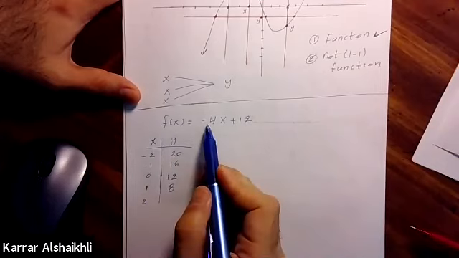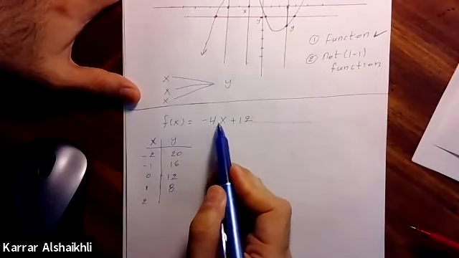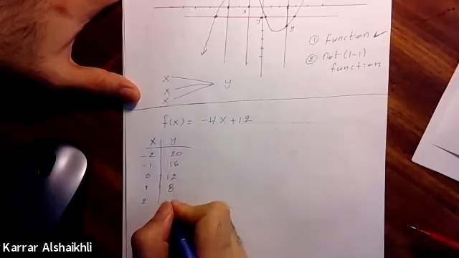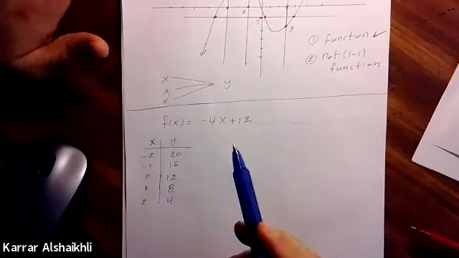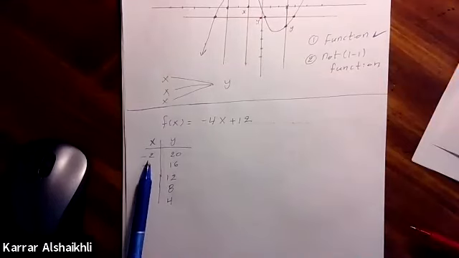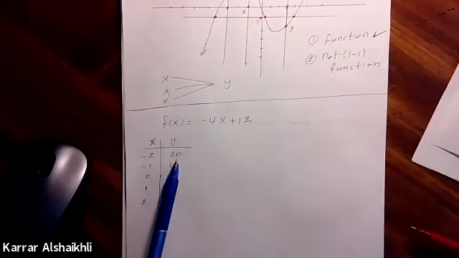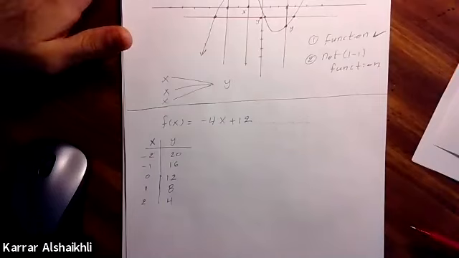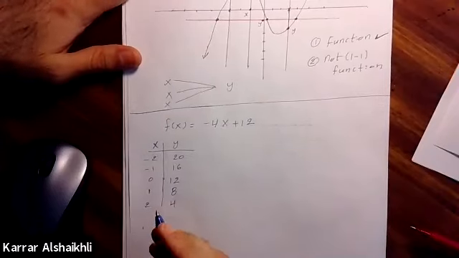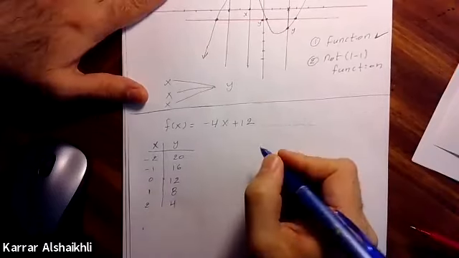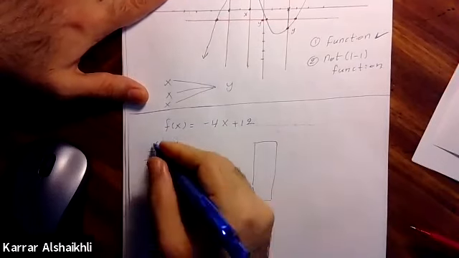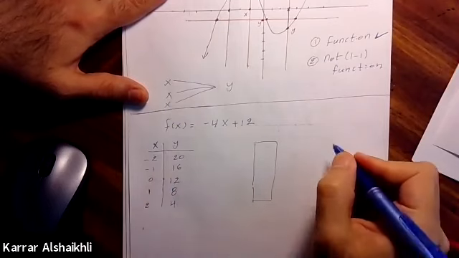And plug in the 2, it's going to be -8, because -4 times 2 is -8, plus 12 is going to be 4. So you see, each x goes to 1 y, and each y goes back to 1 x. So that means this is a one-to-one function. Exactly like you're doing here, you just pick any number, pick more numbers here and more numbers here.